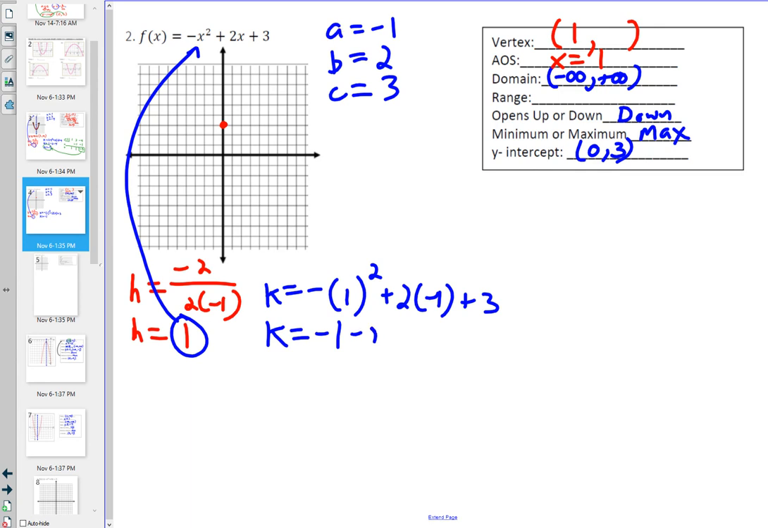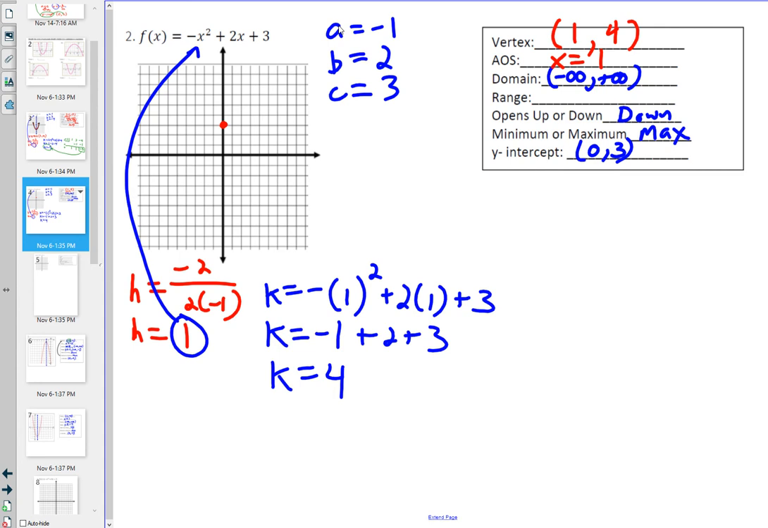2 times negative 1 is minus 2, and then plus... Did I write something wrong? I feel like I wrote something wrong. Oh yeah, I did. I wrote a negative 1 here. Sorry. It should be a 1. So negative 1 plus 2 plus 3 is 4. So now I know that the vertex is going to be at (1, 4).